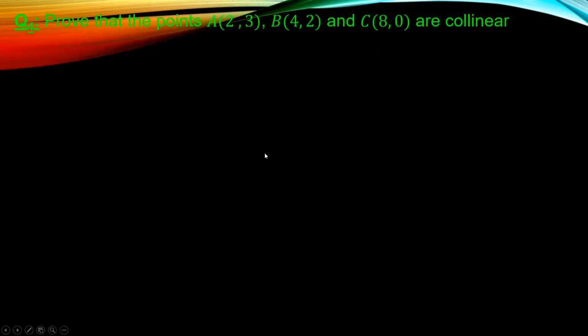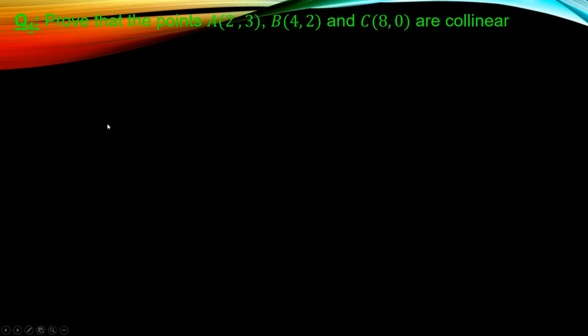Question 4. Prove that the points A (2, 3), B (4, 2), and C (8, 0) are collinear. To prove that the 3 points are collinear, at first we will get the slope of AB and the slope of BC. If the two slopes are equal, then I can say that the 3 points are collinear.